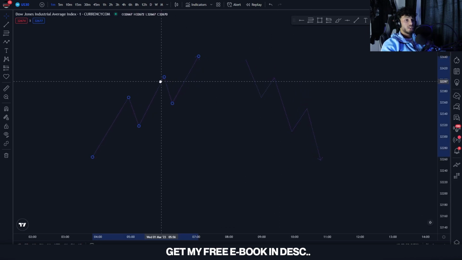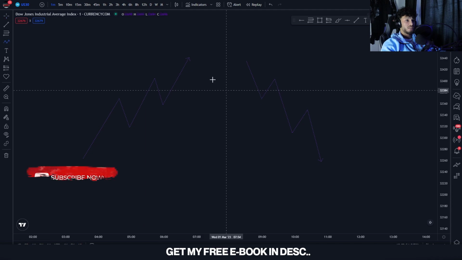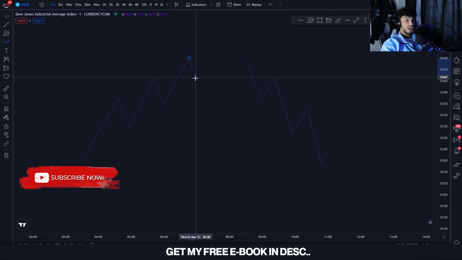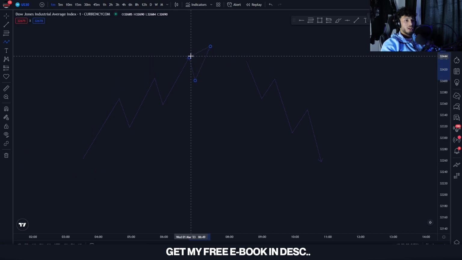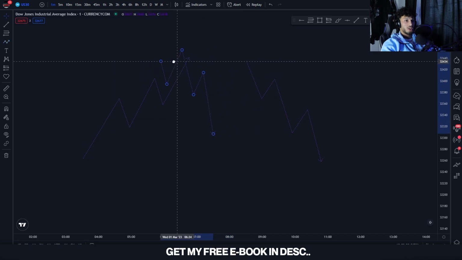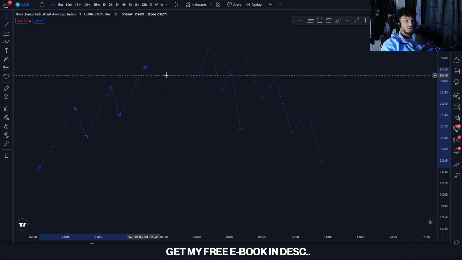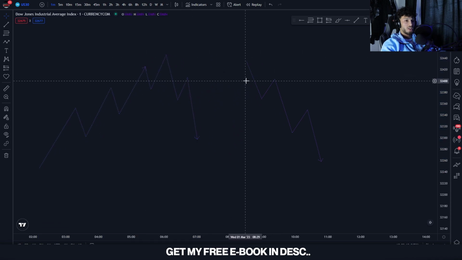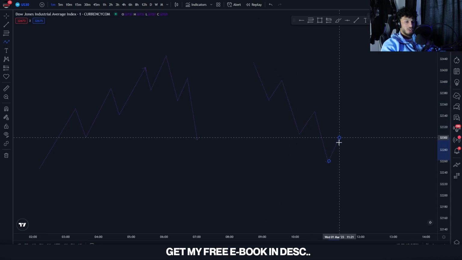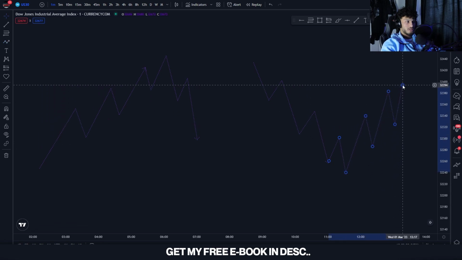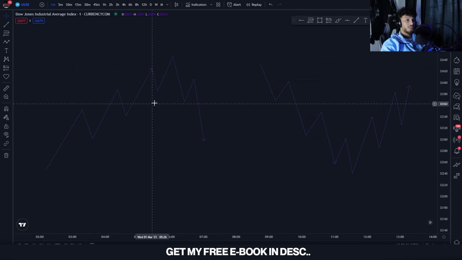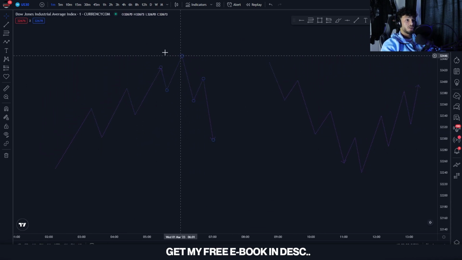Now, what is a change of character? The change of character is actually very, very simple. I'll show you what it is right now. It will look something like this, where the market comes up, clears this high, comes down, and then down. This is for a bullish scenario. I'll show you exactly how to interpret this in real life in a second, and I'm also going to show you the example for a bearish scenario. So this is the bullish scenario, and a change of character to the downside.